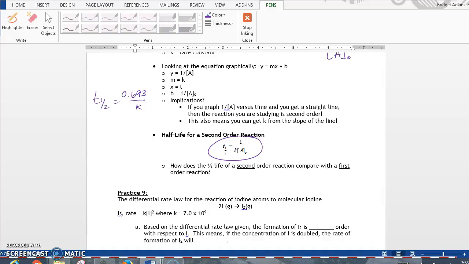So the question asks, how does the half-life of a second order reaction compare with the first order? Well, the main differences are the 0.693 is switched out for a 1, and the denominator includes A naught, which tells you that the half-life is changeable. Depending on the initial concentration, the half-life will change. And that's not something we're used to, because in first year, when we did radioactive decay, it was always constant. The half-life didn't change, but that was because it's a first-order kinetic situation.